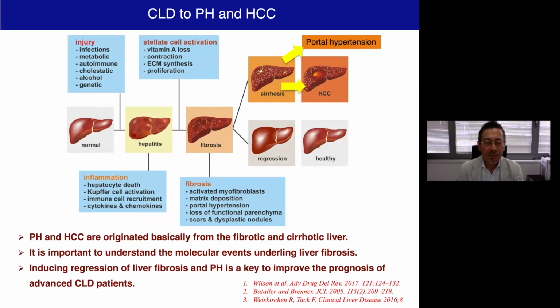Portal hypertension and hepatocellular carcinoma originate basically from the fibrotic and cirrhotic liver. It is important to understand the molecular events underlying liver fibrosis. Inducing regression of liver fibrosis and portal hypertension is key to improving the prognosis of advanced chronic liver disease patients.